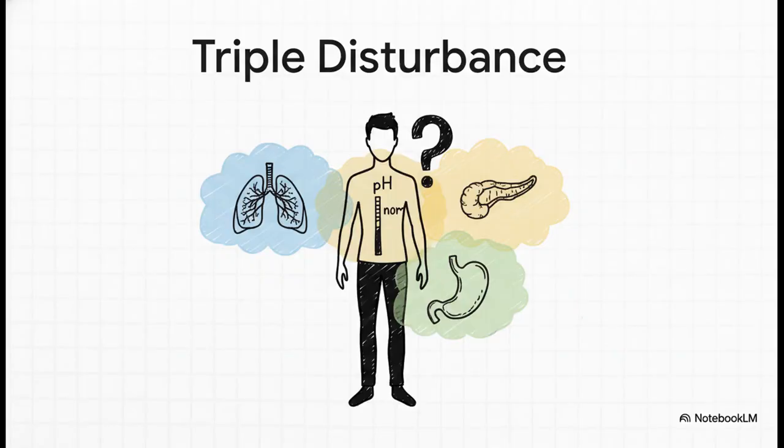Now, let's put it all together in a classic scenario. Imagine a patient with chronic COPD who develops DKA and then starts vomiting. You've got a primary respiratory acidosis, a secondary high-gap metabolic acidosis, and a tertiary metabolic alkalosis all at once. Their pH might look deceptively normal, but without these formulas, you'd never uncover the 3 life-threatening problems happening simultaneously.